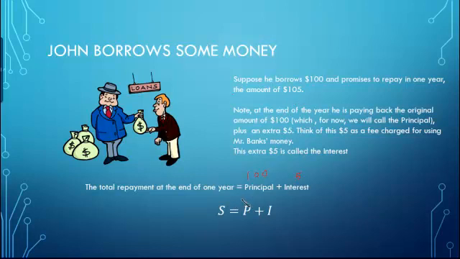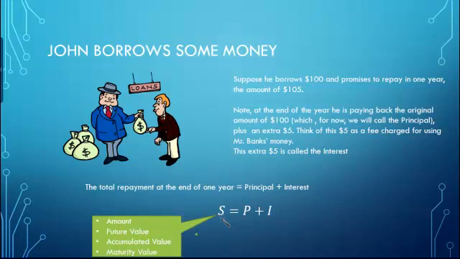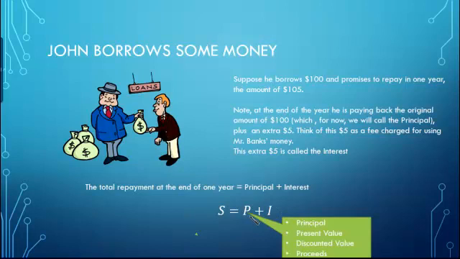So we need to find symbols for these terms. The total repayment at the end of 1 year, we will call it S. The principal, we'll call it P. And the interest, we'll use the symbol I. There are many names that we can give this symbol here. For now, we can call it the amount, but it's also called the future value. Sometimes it's referred to as the accumulated value, sometimes as the maturity value. And over here, this is called the principal, which is the original amount borrowed. But as we'll see later on, sometimes it's referred to as present value, discounted value, proceeds. So for now, we'll just settle on calling this the amount and this the principal.